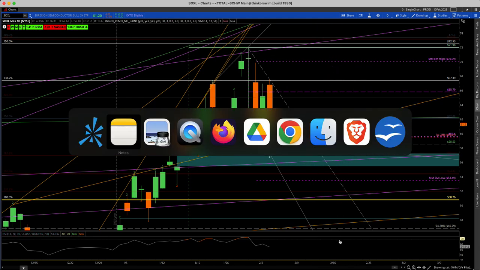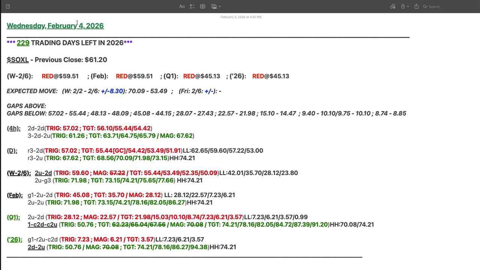So let's go ahead and just look at the notes here so we can look at the hard numbers. This is for Wednesday, February 4th. There will be 229 trading days left in 2026 on Wednesday, and we know that the close price on Tuesday was 61.20. We know the week, month, quarter, and year are all green, so we have full time frame continuity to the upside. That leans towards the bulls' direction. But we do know that the week does flip red at 59.51, and if we're just talking about after hours, we've already flipped the week red. So very, very close to flipping this in real time trading, or regular trading, I should say. So just watch for that to fall.